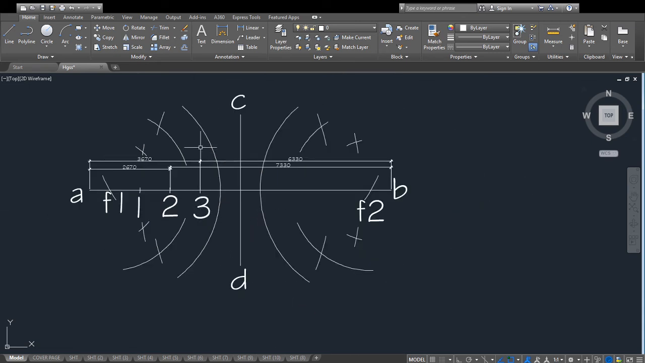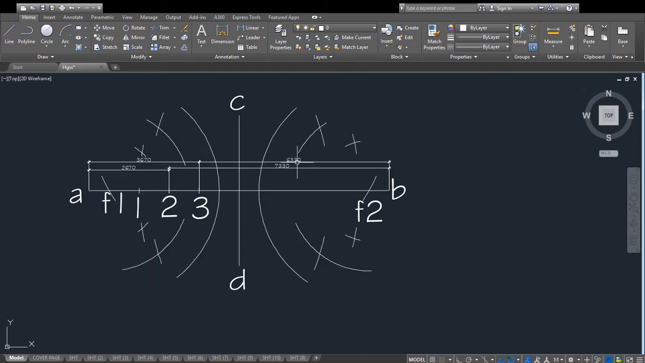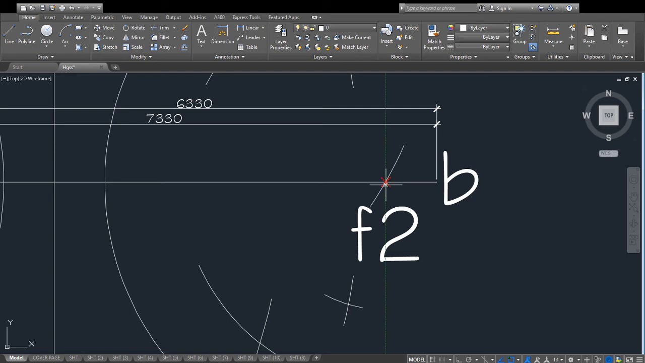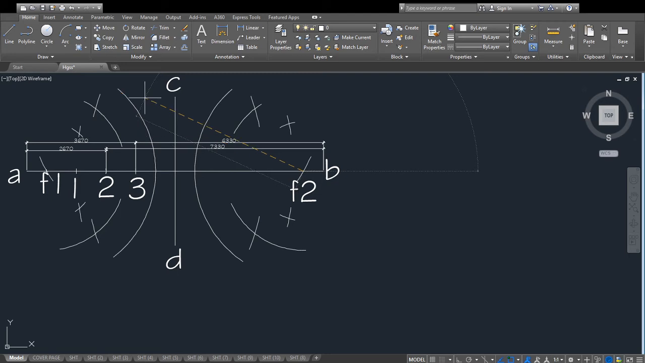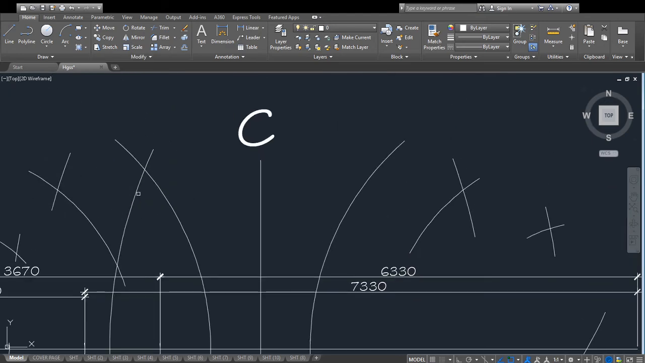Now we come to B3. B3 is 6330. Okay, we pick our arc, we come to F2. Okay, F2, and with the radius of 6330, we draw an arc to intercept this first arc. Okay, let me modify this quickly so that we don't get confused.